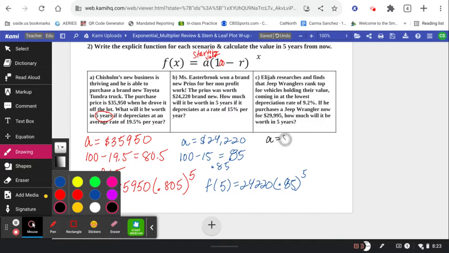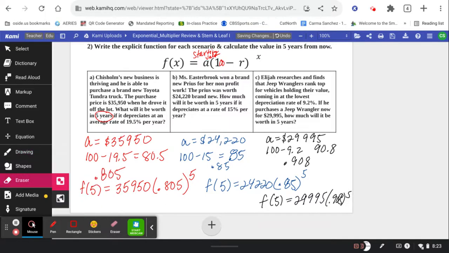Last, our A value is 29,995. Our multiplier is 100 minus 9.2. Grab a calculator and do that. Don't try to do that in your head. That's 90.8 or 0.908 multiplier. So we're going to plug in 5. Again, how much is it worth in 5 years? Starting value 29,995, 0.908 multiplier, power of 5. You need to know how to do in a calculator power of 5.